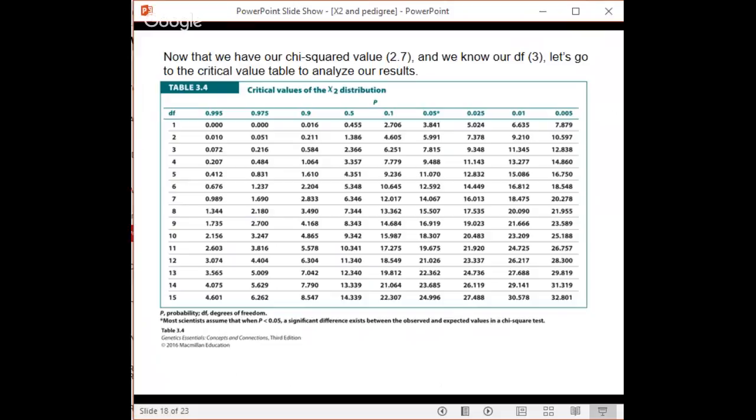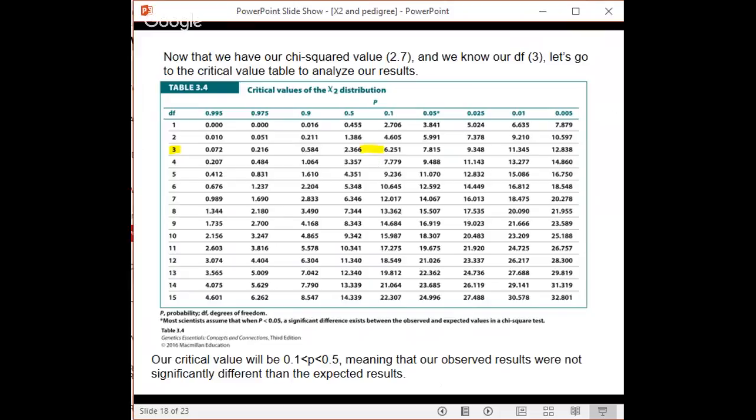Knowing that our degrees of freedom is 3, we can go to our 3, and then we'll go across this row until we hit a gap that's about 2.7. Looks like it's going to be that gap right there. And that associates with a p-value that's between 0.1 and 0.5. This just means that our observed results were not significantly different from the expected results. You could also say that we got what we expected.